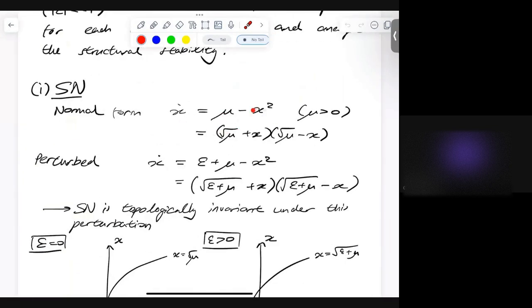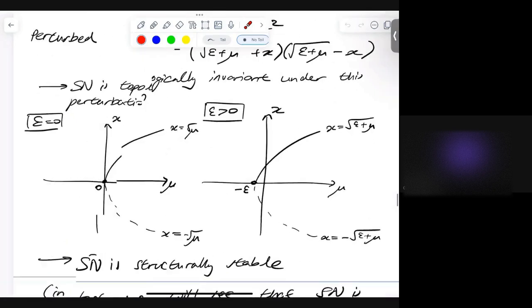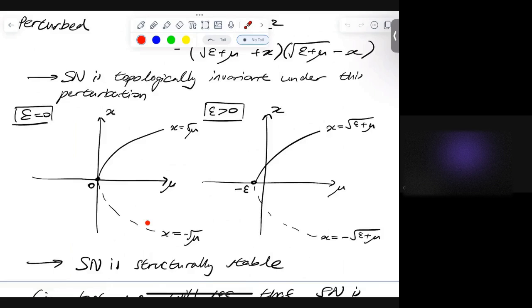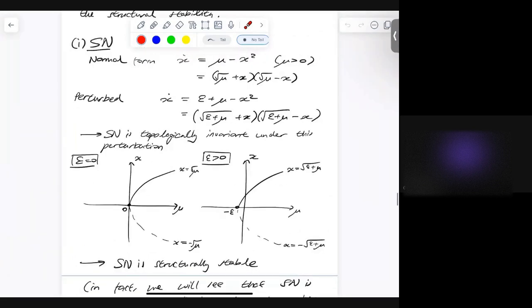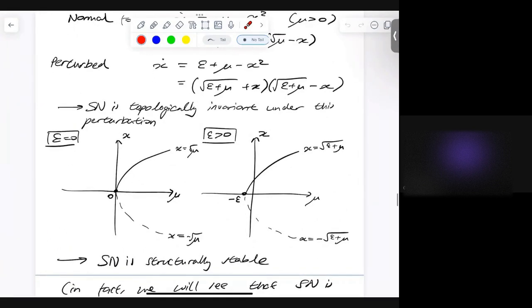We could factorize this into a difference of two squares. And so the fixed points would be x equals plus or minus root mu, which we've seen before. Looks like this. We also know how to show the stability of these two by considering some test point and using continuity arguments. So we find that this upper branch is stable and the lower branch is unstable.